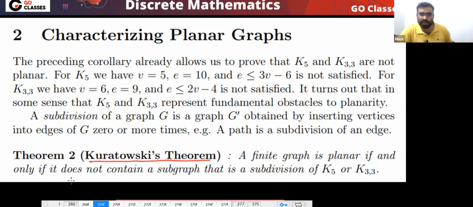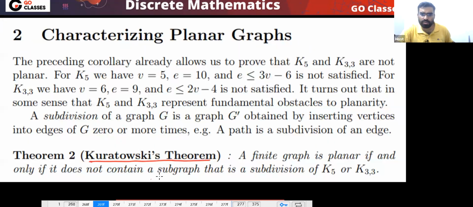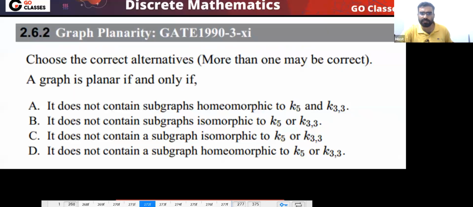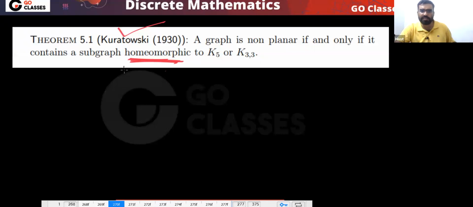A graph is planar if and only if it does not contain a subgraph which is a subdivision of K5 or K33. Okay, so there are many different statements for Kuratowski. Either you can use this homeomorphic word or you can use this subdivision word. Both are correct. All these statements, did you understand? They can ask you this Kuratowski theorem in many different ways.